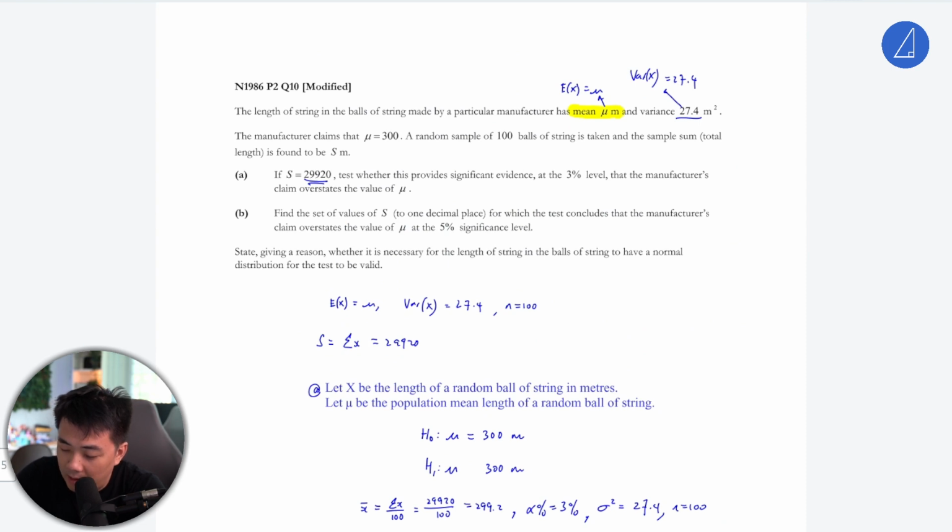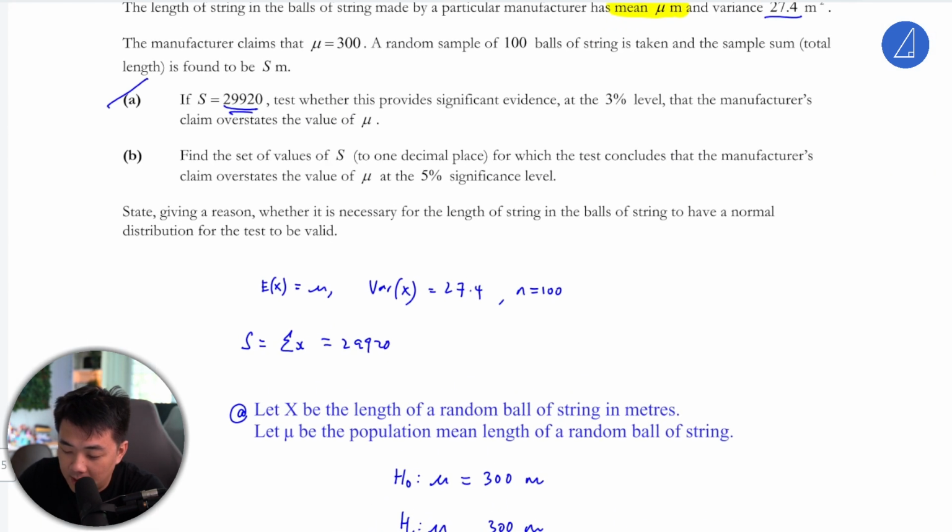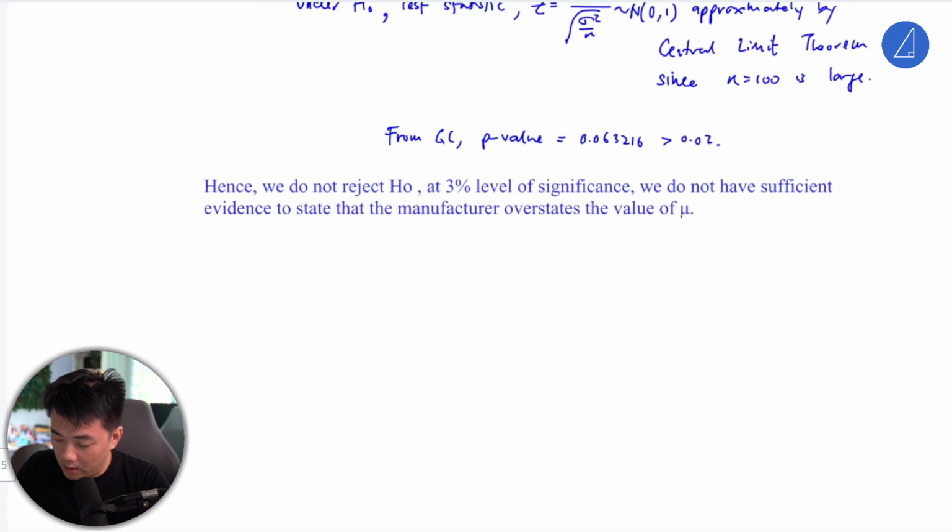Then we look at part B: find the set of values of s for which the test concludes that the manufacturer's claim is an overstatement. In other words, now we are carrying out the same test, but now we're using 5% on the left tail. Okay, so let's look at part B.